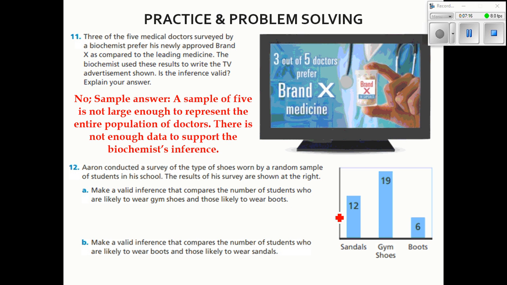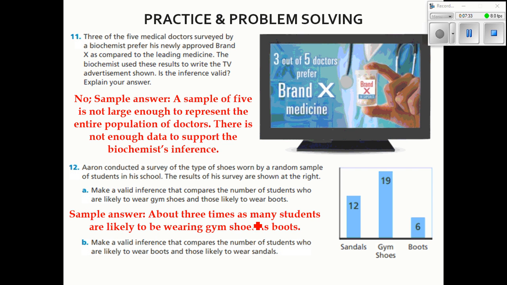to wear boots. When I compare gym shoes to boots, I can see that there's almost 3 times as many gym shoes. In fact, there's more than 3 times as many people that wear gym shoes as boots. That's an inference I can make based on the information. About 3 times as many students are likely to wear gym shoes as boots.